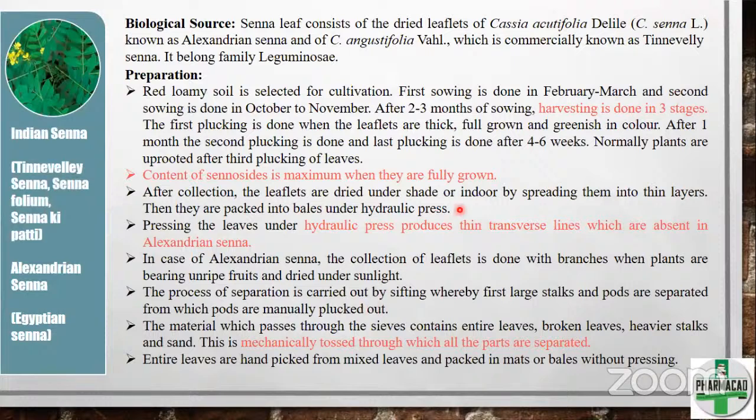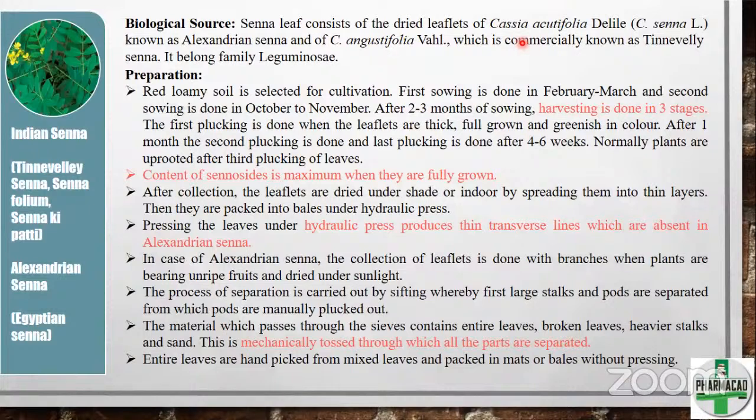Okay. Next, we come to Senna. Now, Senna, if you see, has two different types. One is Indian Senna and the other is Alexandrian Senna. Indian Senna we also call Tinnevelly Senna. Why? Because it grows in Tamil Nadu in the Tinnevelly region. So it is also known as Tinnevelly Senna.